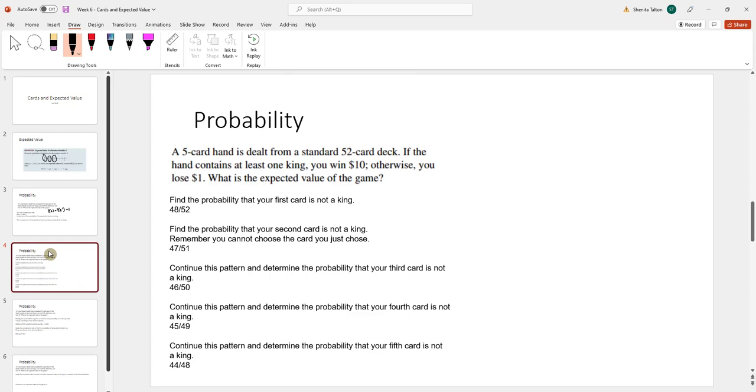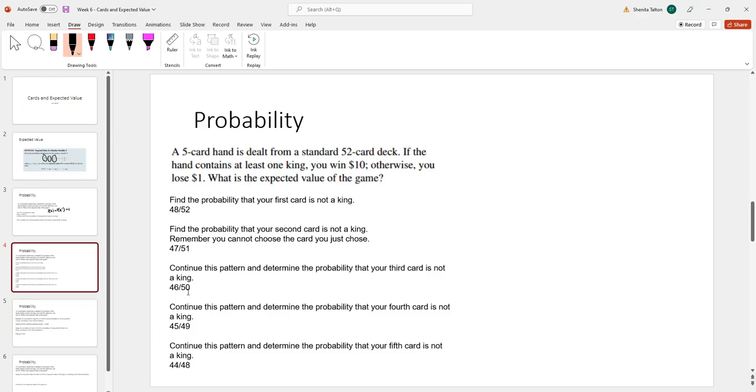Take that card, put it to the side. So now you have 50 cards left. You still have 4 kings because you did not pull out a king the last 2 times. So now you have 46 cards that are not kings. Okay, take that card, put it aside. Now you have 49 cards. Still got 4 kings. So 45 are not kings. Okay. Lastly, the 5th card. Now you have 48 cards in the deck. You still have 4 kings. So 44 of those are not kings.